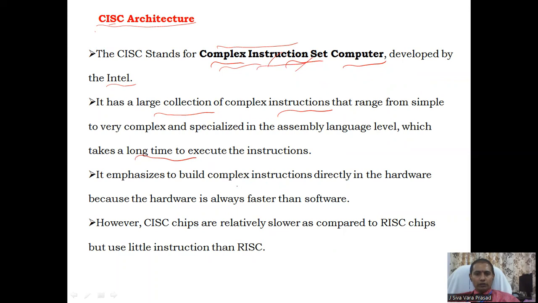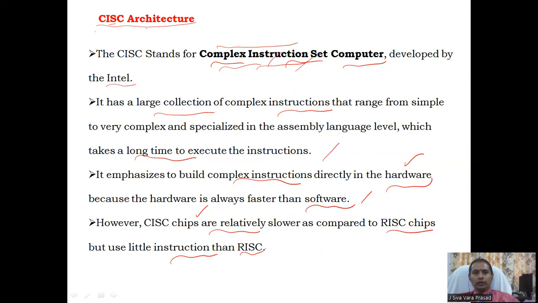It emphasizes complex instructions, and it is usually hardware in nature, whereas the previous one is software in nature. Hardware is always faster than software execution. Still, CISC chips are relatively slower compared to RISC chips, because here we are using more instructions than the RISC structure, and that too complex ones. So that's why they are a little bit slower compared to the RISC structure.